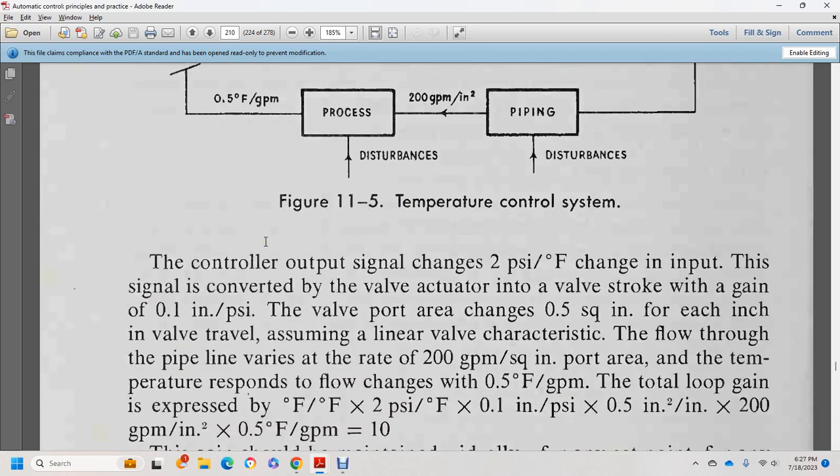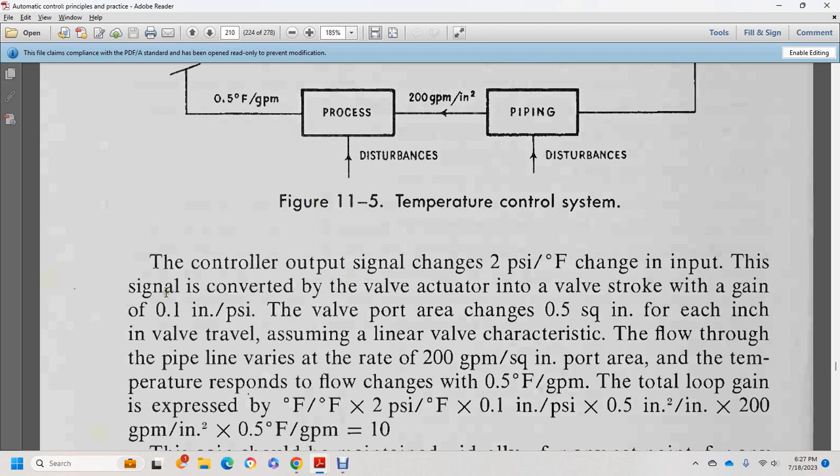The control output signal is 2 PSI per 1 degree Fahrenheit of input, converted with the valve action, with the valve stroke gain of 1/10 of an inch per PSI, with the valve port area of 5 square inches, so five tenths of a square inch for each inch of valve throttle, assuming a linear valve character. The flow through the pipeline varies at the rate of 200 gallons per minute per square inch of port area. Temperature responds to the flow at half a degree Fahrenheit per gallon per minute.